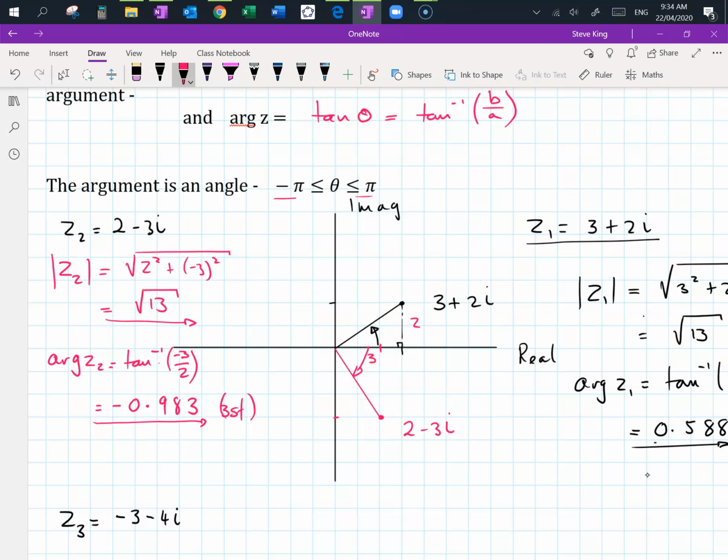So I'm not going to bother with this last point. I think you should be able to see that that's going to be down in the third quadrant and easy enough to be able to plot from there.